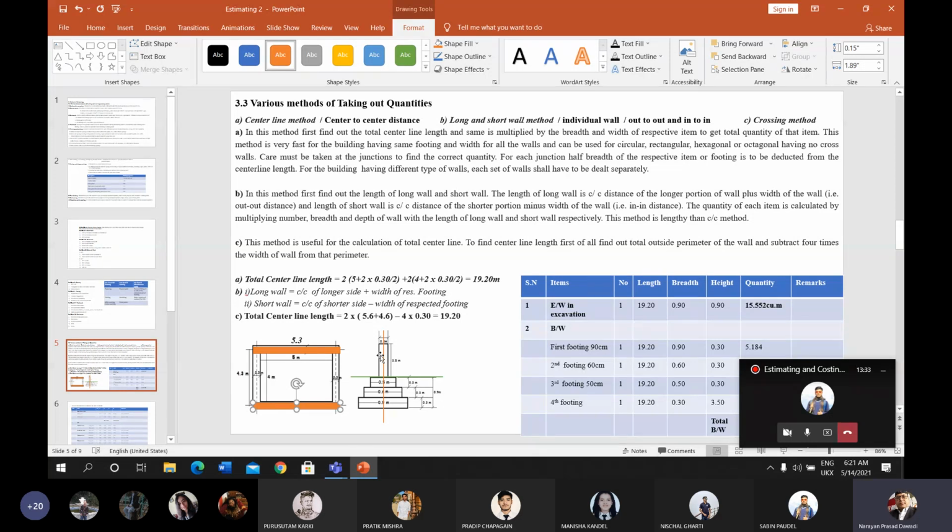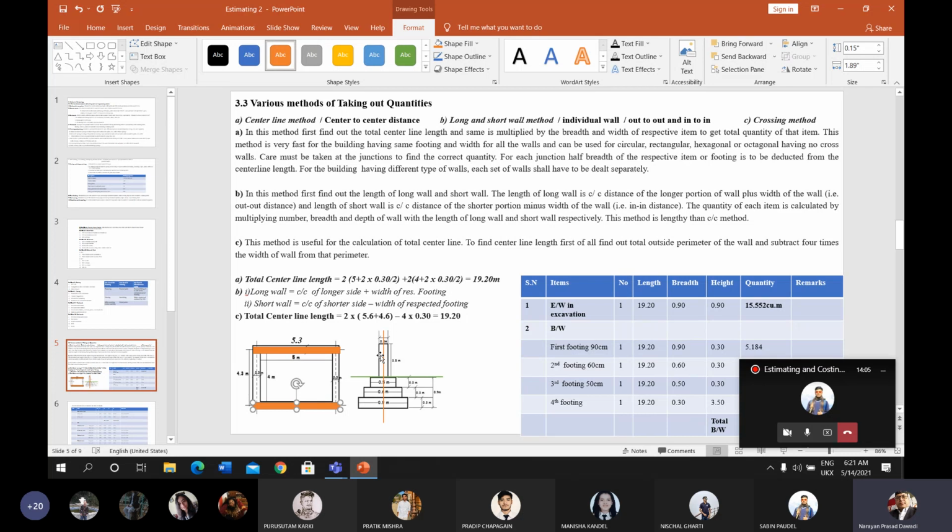For the short wall length, you have to subtract that footing width from the center line length of the shorter portion, that is 4.3. 4.3 minus 0.3, you will get the value of 4 meter for the length of the short wall, which is the inner distance. That's why after finding each and every long wall and short wall of the room, they are calculated separately as long wall and short wall.